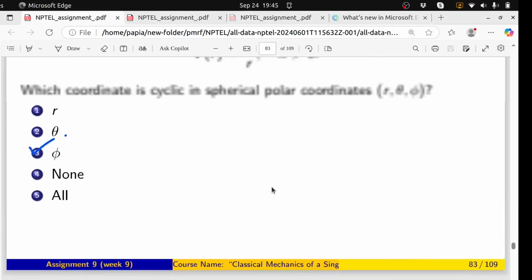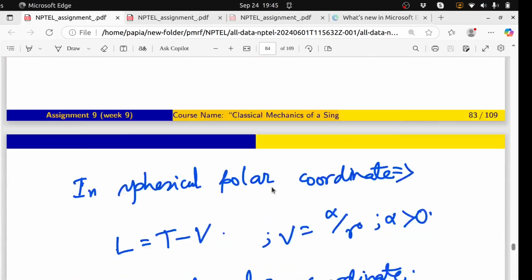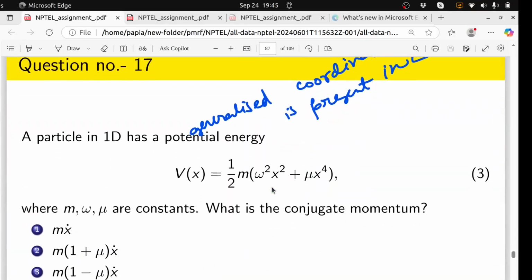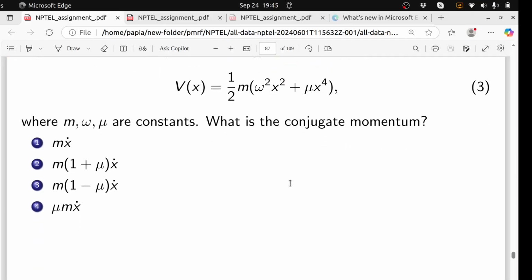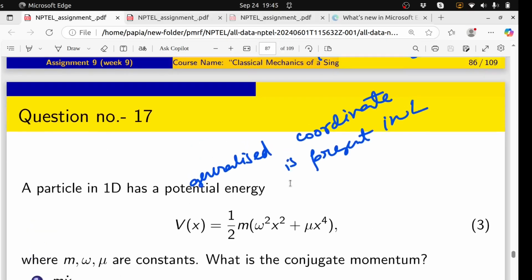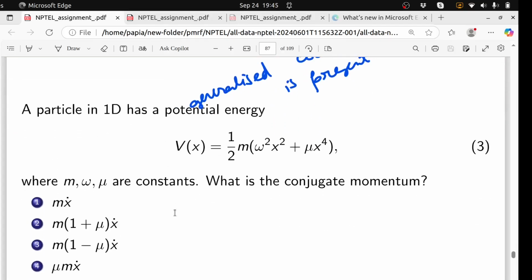Okay, so here phi is the cyclic coordinate, right? So now coming to the next question. A particle in 1D has a potential energy V equal to half m omega square x square plus mu x to the power 4, where m, omega, mu are constants. What is the conjugate momentum?